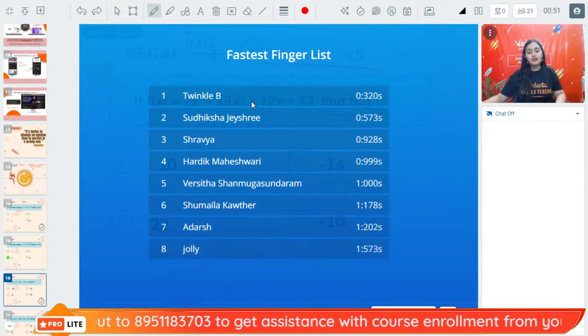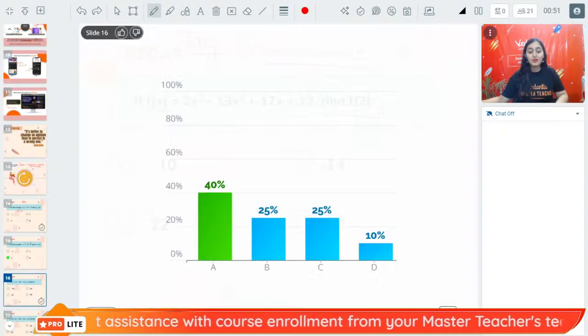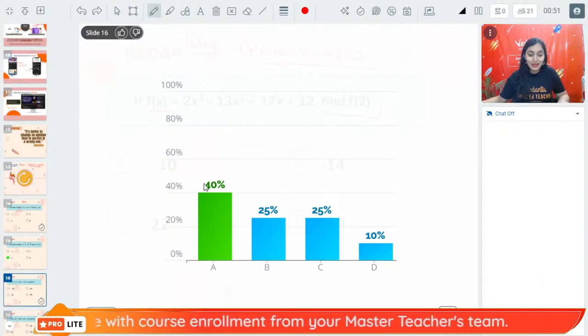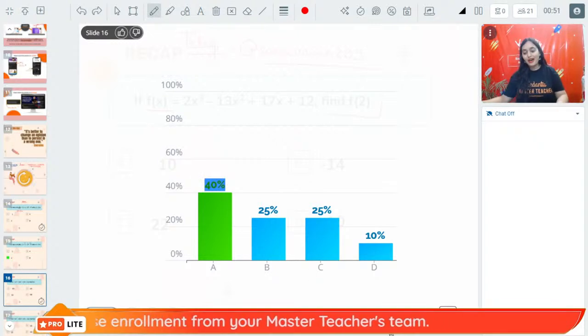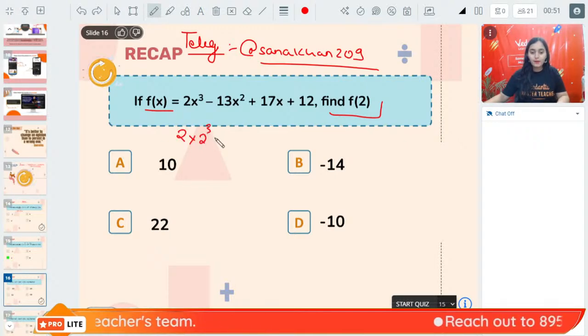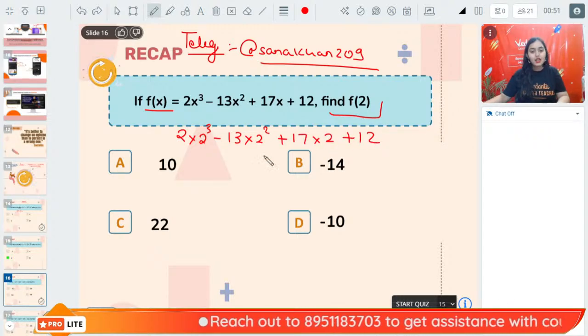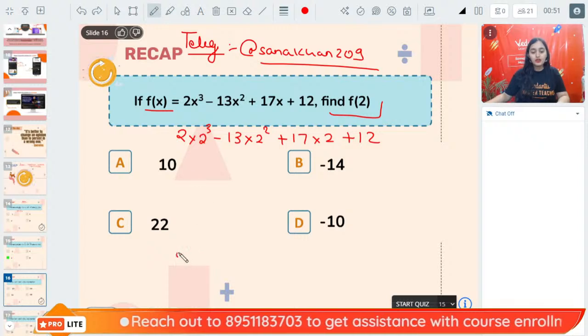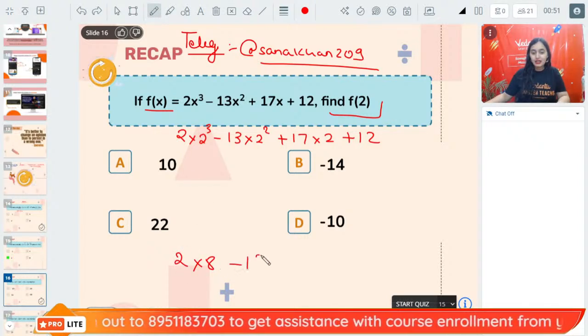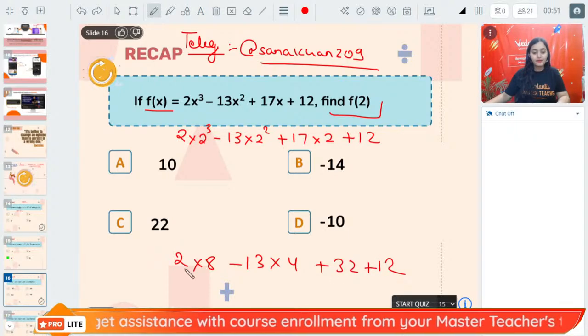Fastest finger list pe hai Sudhiksha, Shravya, Varshita and Shumaila, only 40%. Why, bachcho, why? So let's put the value of 2 over here. 2 into 2 cube minus 13 into 2 square plus 17 into 2 plus 12. So it is 2 into 8, 13 into 4, 17 twos are 34 plus 12.